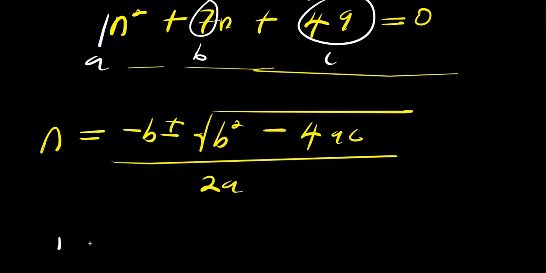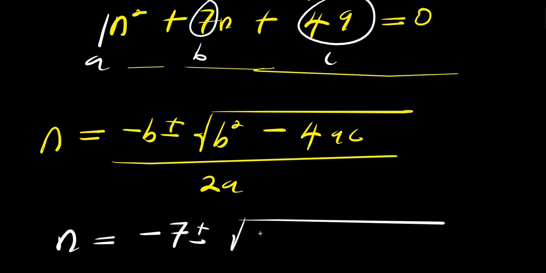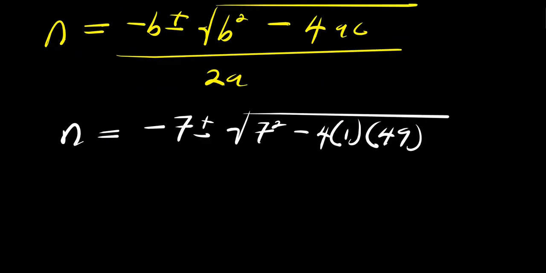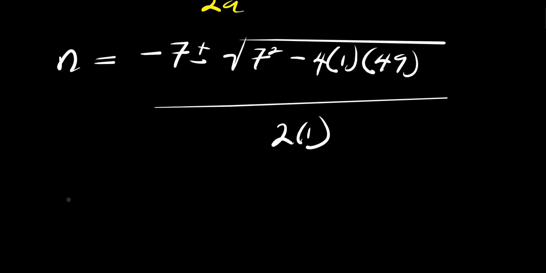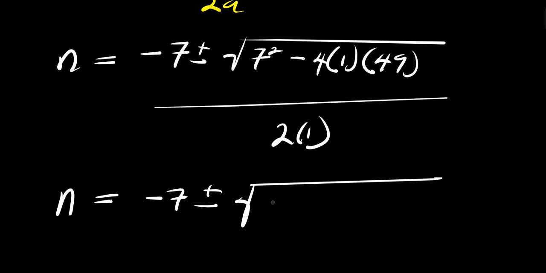So from here, we have n equals negative b, that's negative 7, plus or minus the square root of b squared, we have 7 power 2, minus 4 times a, 1, times c, that is 49. And this is divided by 2 times 1, that is 2 times a. So from here, we have n equals negative 7 plus or minus the square root of 7 squared, that is 49, minus 4 times 1, that is 4.